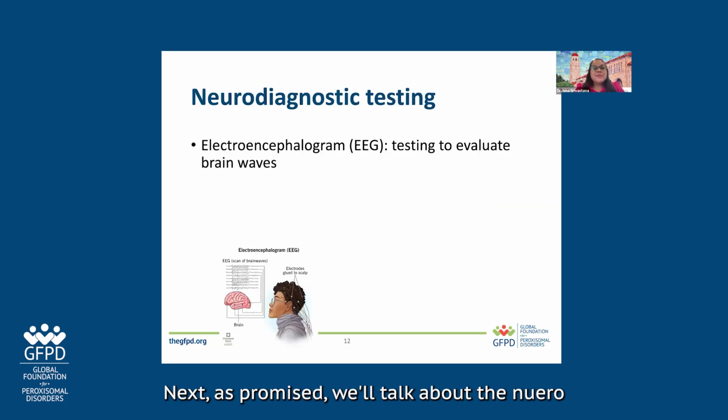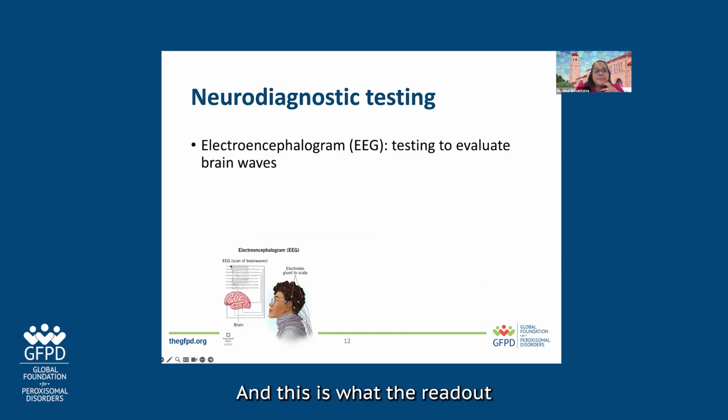Next, as promised, we'll talk about the neurodiagnostic testing. And so the first test I want to talk about is the EEG, which is used to evaluate brain waves. And here is a schematic that shows a young adult with stickers on their head. Those are the EEG leads. And this is what the readout is of the brain waves.